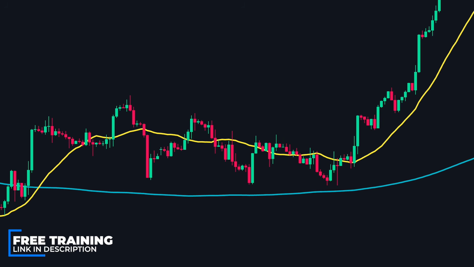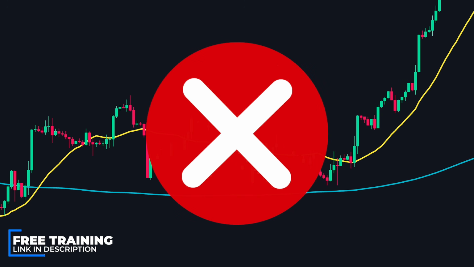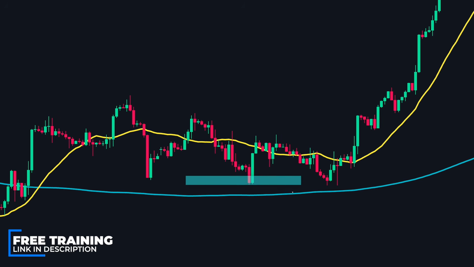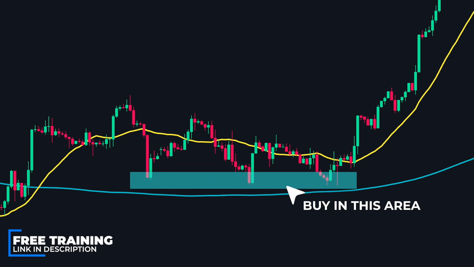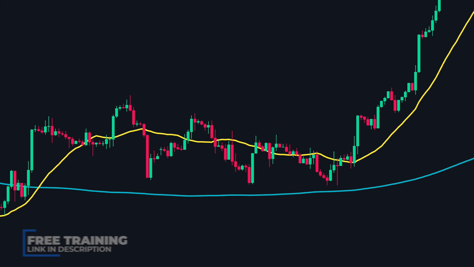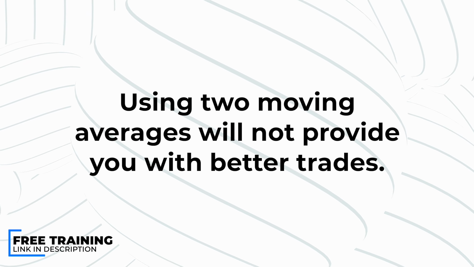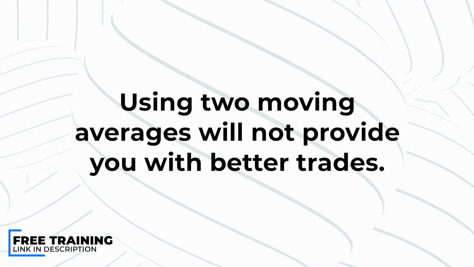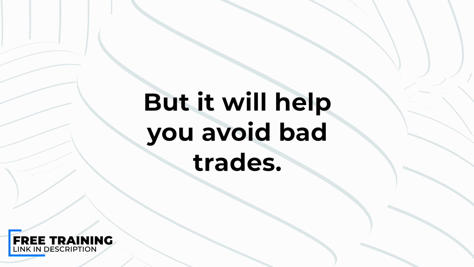In such a case, either we avoid trading because of the sideways movement, or we can place buy trades around the lower end of the range. But we cannot enter sell trades at the upper end of the range because that would go against the long-term trend. Using two moving averages will not provide you with better trades, but it will help you avoid bad trades.